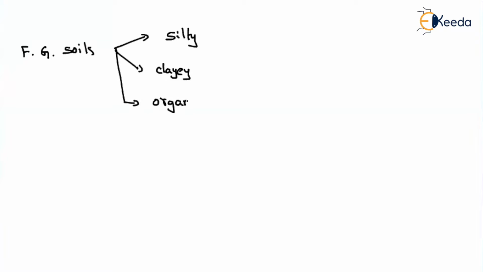Fine-grained soil system. If you remember how we classify fine-grained soils, we divide them into silty soils, clayey soils, and also organic soils. What is the symbol to represent silty soil? M. What is the symbol to represent clay soil? C. How can I represent organic soil? O.